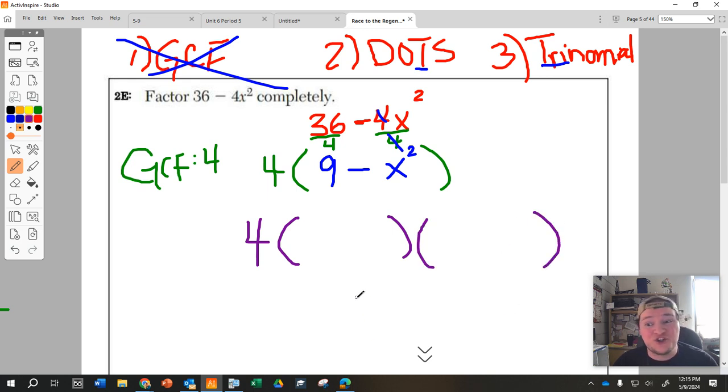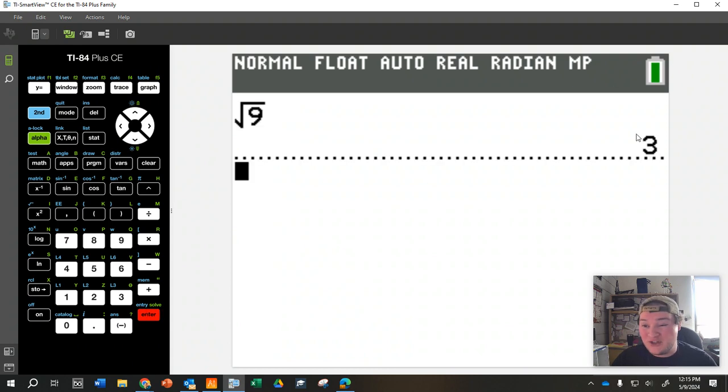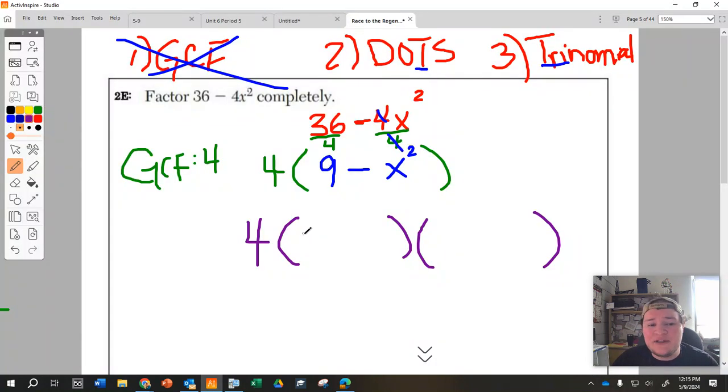When you do DOTS, you're square rooting. What number times itself is 9? Or you can just do the square root of 9, which is the same question. It's 3. Since 9 was in the first position, 3 will go in the first position of each parenthesis. Copy, paste. Square root of 9 is 3, so 3 and 3. If this was 16 in here, what would the numbers be in the first spot? 4 and 4. Just a quick little quiz there.